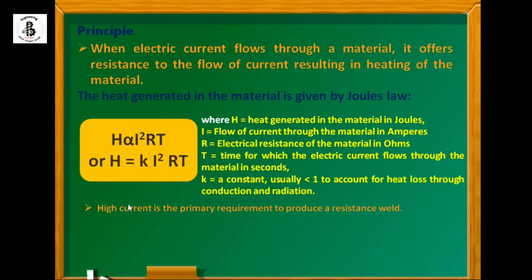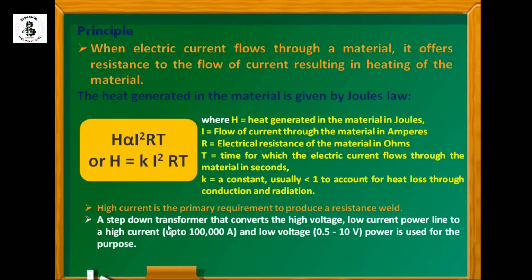So high current is the primary requirement to produce a resistance weld. That is the necessary condition. So a step down transformer converts the high voltage, low current power line to a high current, maximum up to 1 lakh amperes, and low voltage around 0.5 to 10 volts is used for this purpose. Now we will see the basic principle of this welding process, which is the spot welding process.